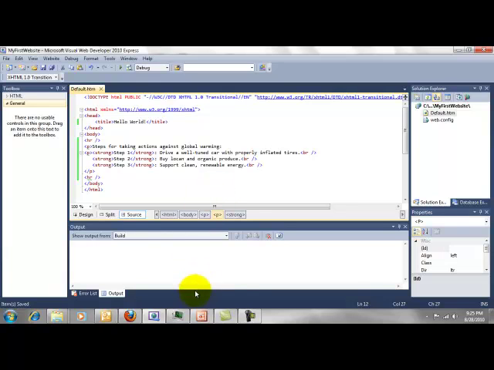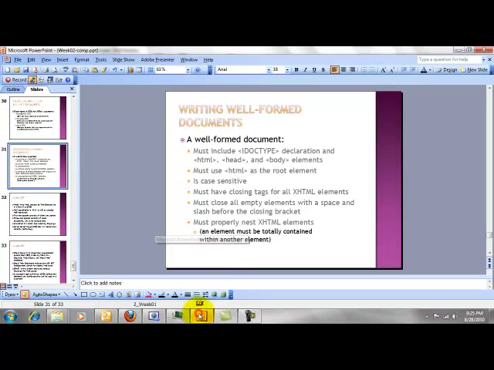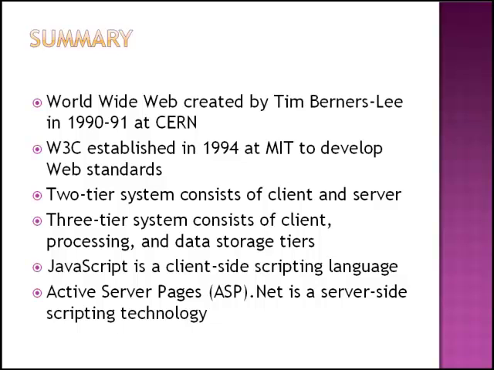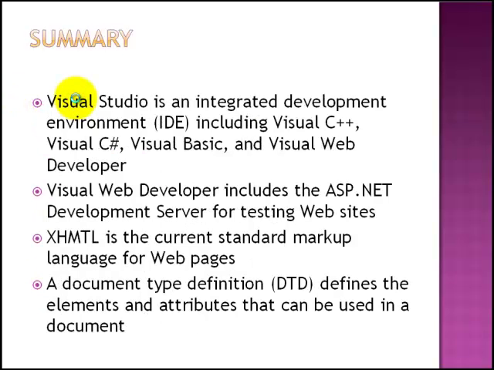So this will conclude our class for today. And in summary, what we did in these first 2 weeks was we learned about the World Wide Web and its origin and creation. We learned about 2- and 3-tier client-server architectures that govern the web. We learned about client and server-side scripting languages, such as JavaScript as a client-side and ASP or Active Server Pages as a server-side scripting language. We learned about the integrated development environment or IDE of Visual Studio that includes Visual C++, Visual C#, Visual Basic, and Visual Web Developer. We installed and used Visual Web Developer that includes ASP.NET Development Server for testing our websites.